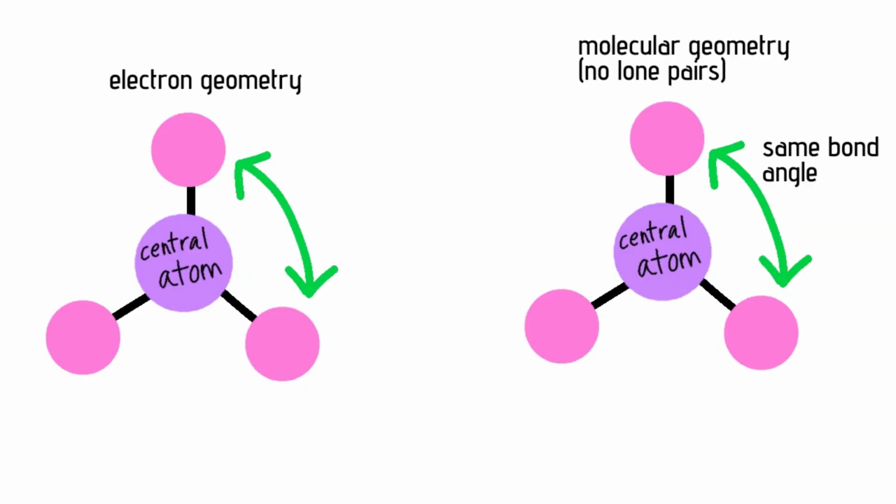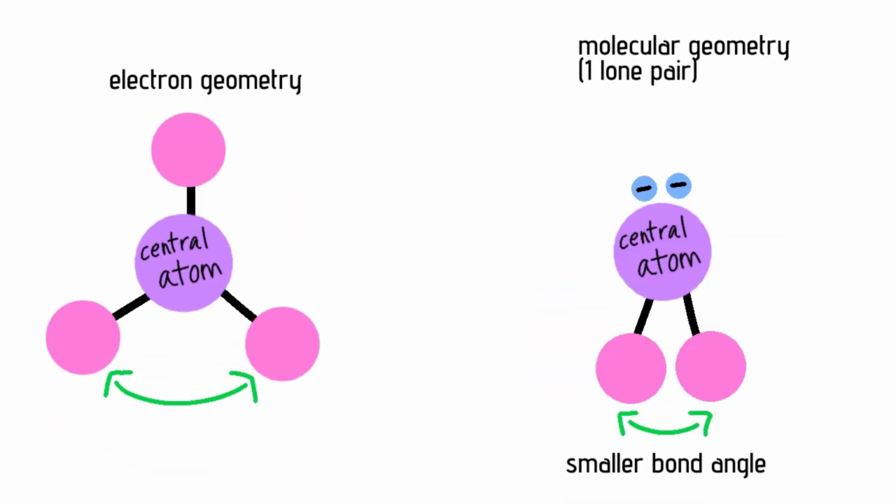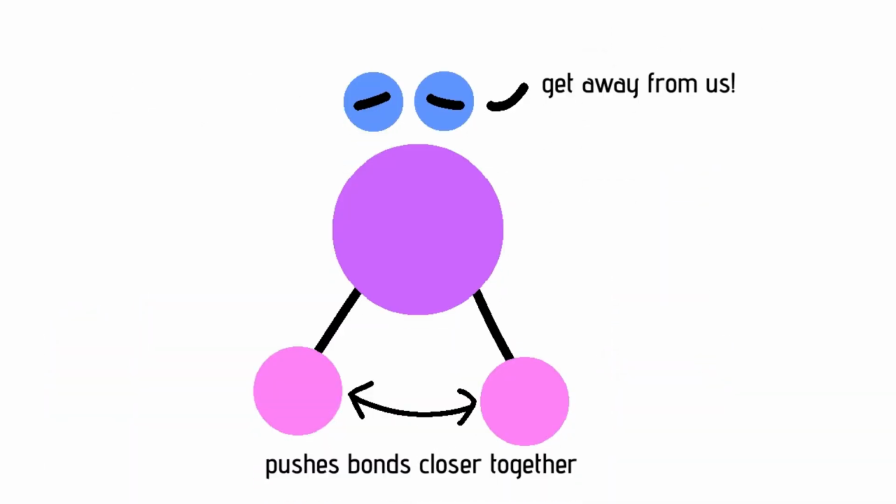If a molecule has no lone pairs, you assume its bond angles are the same as its electron geometry. If a molecule has 1 or more lone pairs on the central atom, you assume its bond angles are slightly less than its electron geometry. This is because lone pairs of electrons on the central atom tend to repel the bonds attached to the central atom, pushing them away from the lone pairs and slightly closer towards each other.